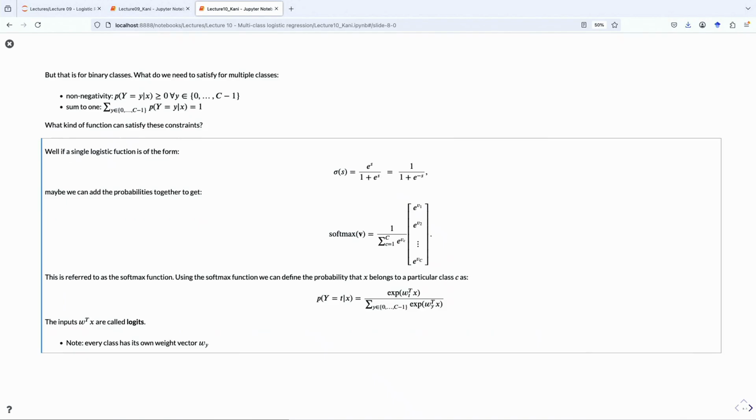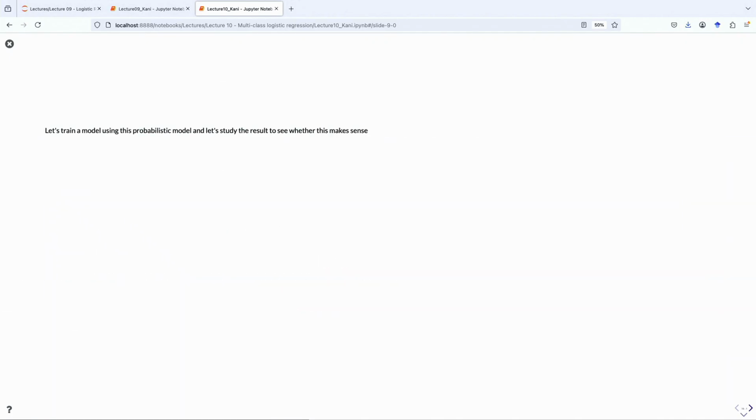So again, WTX are called logits, and every class has its own weight vector associated with it. So you are, in a way, training a bunch of different classifiers. But the beauty of this softmax function is that one of these labels is going to be emphasized, and you don't have to deal with tiebreakers as much as you would with the all versus one, one versus rest classification. Okay.